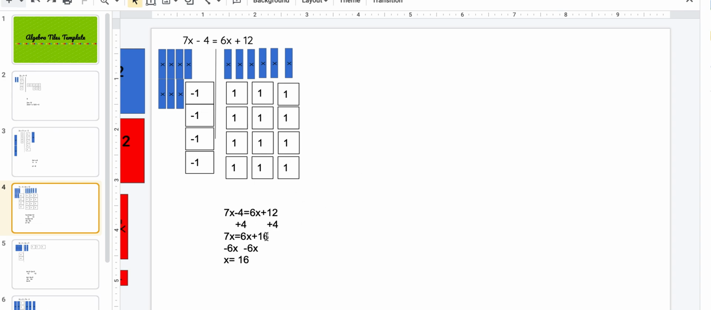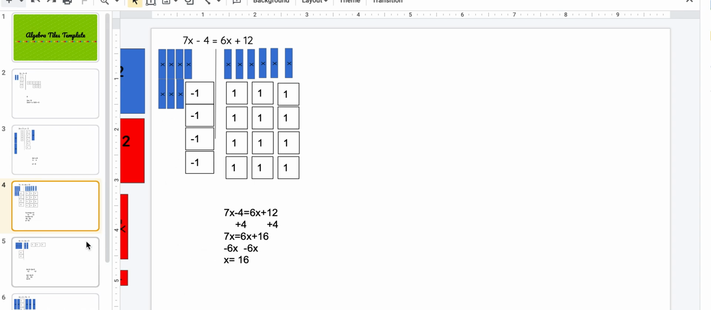And then we have it written out right here too, just for my own brain. Okay, and then we have to subtract 6x from this side and 6x from the other side. So then we just have 1x left, and so it's 1x equals 16. So x equals 16.